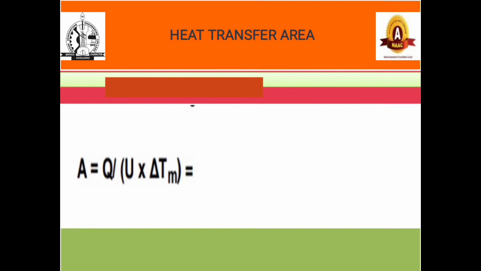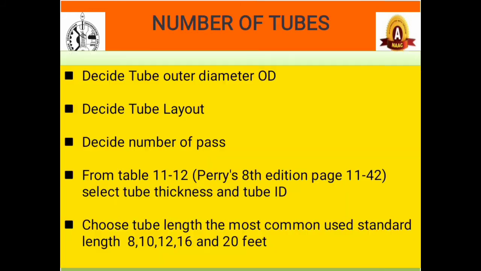Then apply the design equation. Find the area for heat transfer. The area for heat transfer is given as A equal to Q divided by U into delta Tm. So this is the area required to design a heat exchanger. Once the area is determined, then we have to calculate how many tubes are required to accommodate this area. So we have to decide the number of tubes.